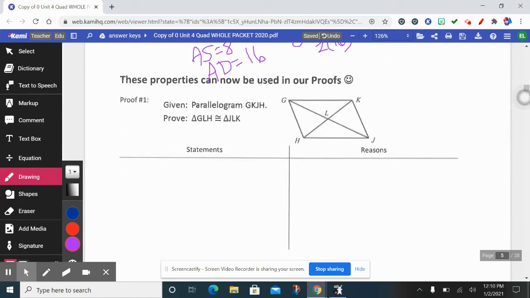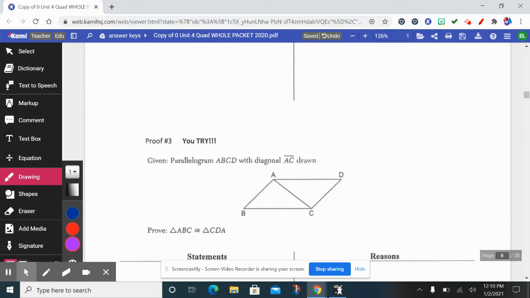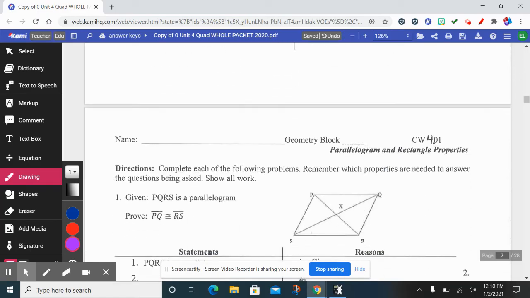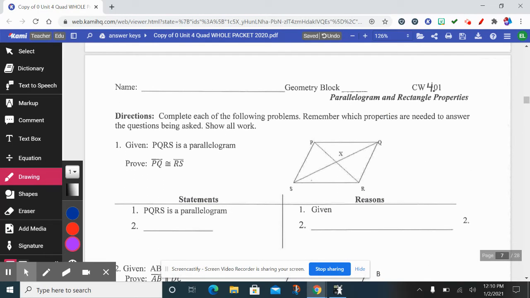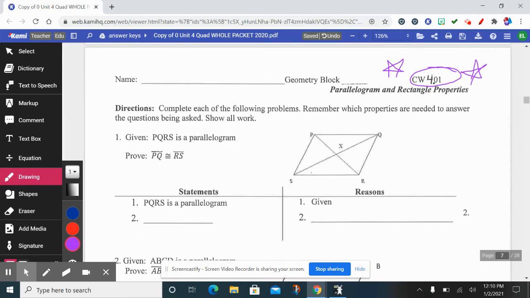Proofwriting, I'm going to skip for today. All right, so proof 1, proof 2, proof 3, we're going to come back to those at a different time. Here's our classwork for today. I'm going to do the first 2 proofs with you because it really reiterates some of the important pieces.